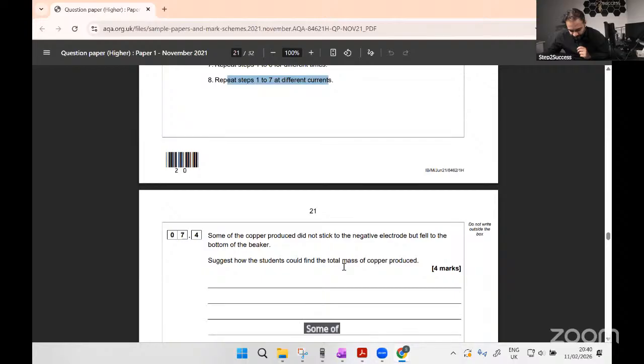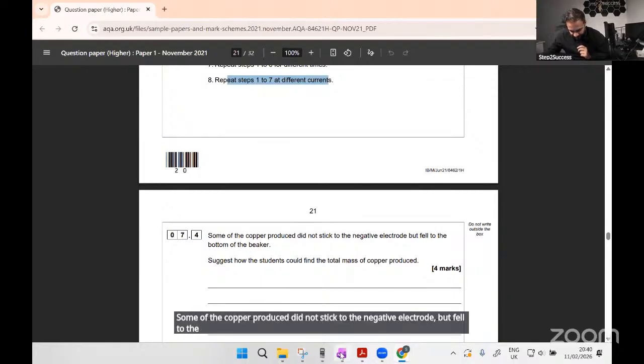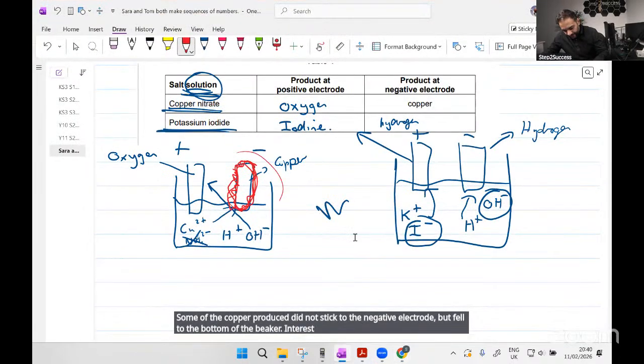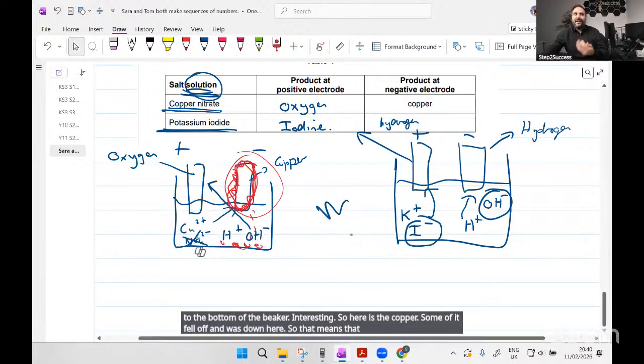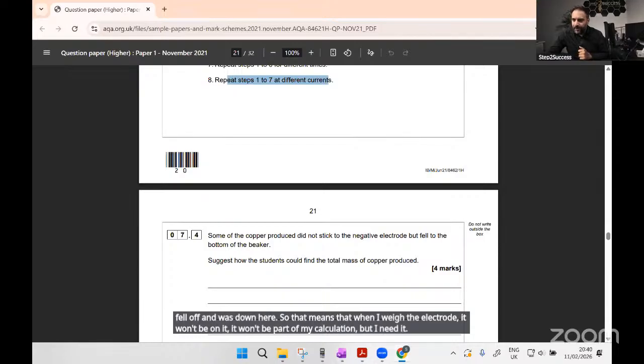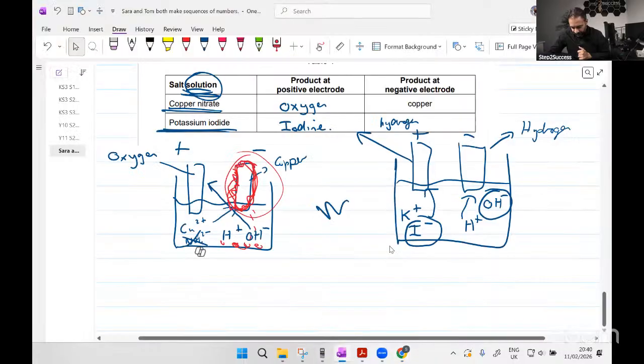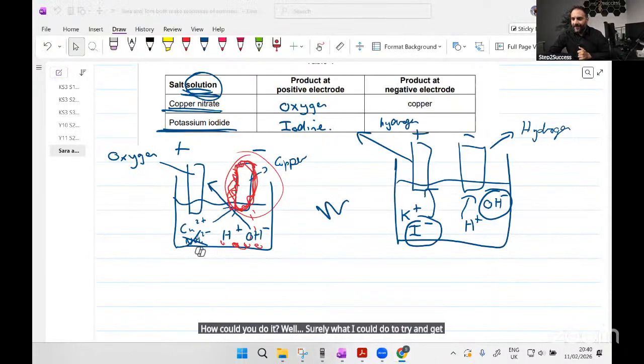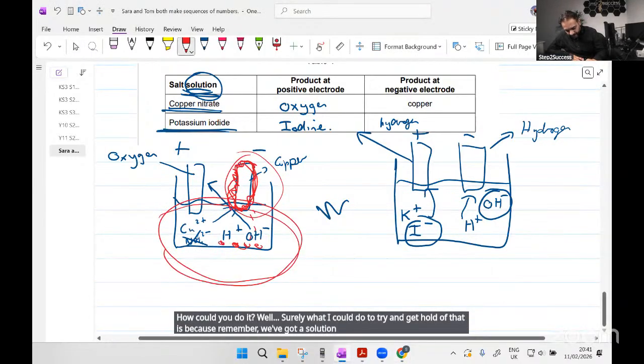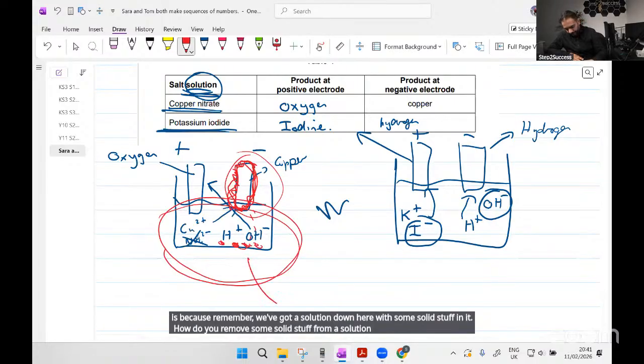Some of the copper produced did not stick to the negative electrode, but fell to the bottom of the beaker. Interesting. So here is the copper. Some of it fell off and was down here. So that means that when I weigh the electrode, it won't be on it. It won't be part of my calculation, but I need it. How could you do it? Surely what I could do to try and get hold of that is, because remember, we've got a solution down here with some solid stuff in it. How do you remove some solid stuff from a solution?